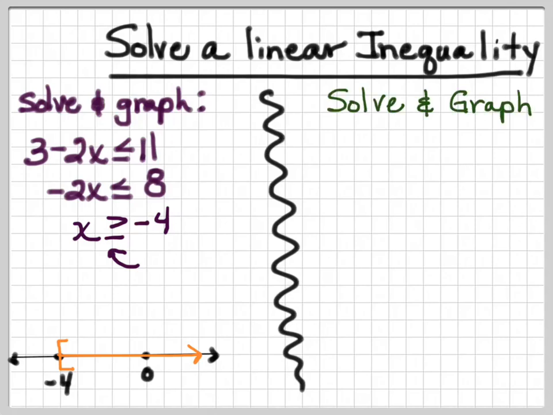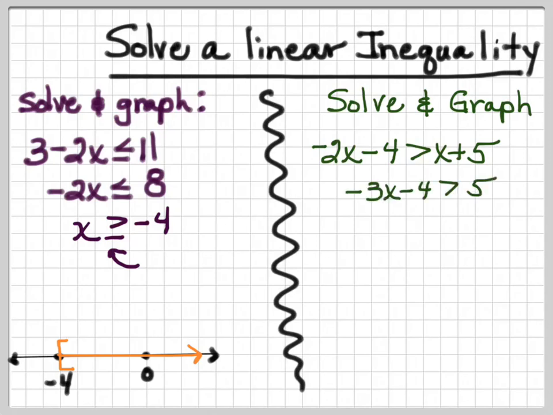Let's try solve and graph. Minus 2x minus 4 is greater than x plus 5. So for this one, I'm going to go ahead and bring my positive x over to the left-hand side. And I do that just because I know that I'm going to have my x on the left and my number on the right in order to be able to graph it, so I'm just going to start with that.